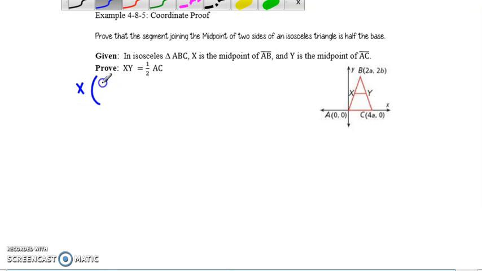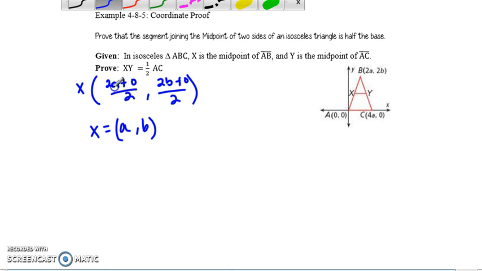X, if we did our midpoint formula there, would be 2a plus 0 divided by 2. And then the y-coordinate would be 2b plus 0 divided by 2. So we're just using these points right here to find the midpoint, what x would be. And so x is equal to a, and y is b, if we simplified, because that would divide and give you just a, and that would divide and give you just b.